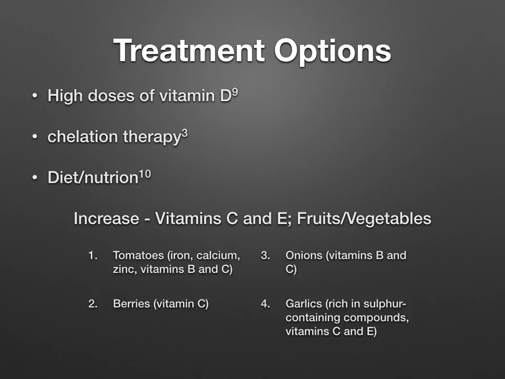Diet and nutrition has been shown to decrease the effects of cadmium poisoning, but there was only one article that I could find that explained that. They were saying the increase of vitamin C and vitamin E, along with fruits and vegetables, could give you the nutrients to make metalloproteins that can take up the metals and then excrete them through the body.